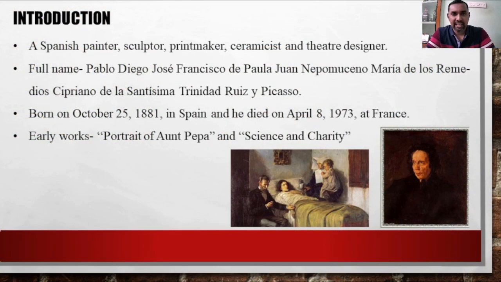One of the most interesting aspects that I found about him is his full name. His full name is Pablo Diego Jose Francisco de Paula Juan Nepomuceno Maria de los Remedios Cipriano de la Santísima Trinidad Ruiz y Picasso. Quite a lengthy name, isn't it? Now, this was done in the traditional Andalusian custom of honoring several saints and relatives. This is a custom that was practiced in his land. That is why he has a lengthy name.